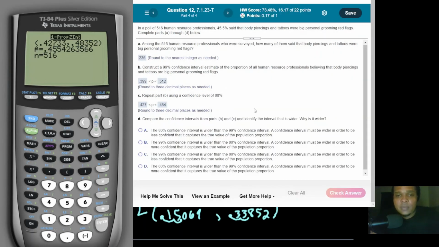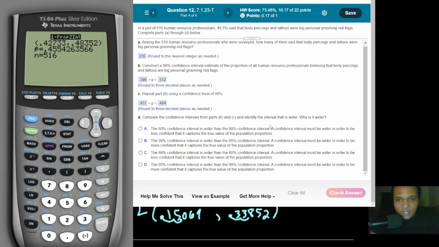All right, good job. All right, here we go again. Let's see. A confidence interval must be wider in order to be less confident. All right, they're saying more confident, less confident. Let's 50-50 this. The 99% confidence. We're going to do a 50-50 because we don't have time for that.